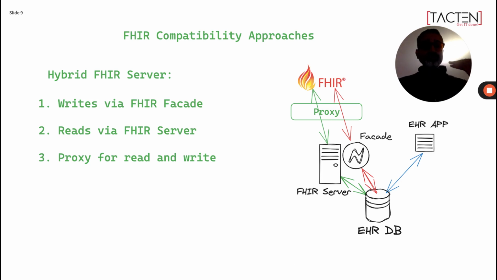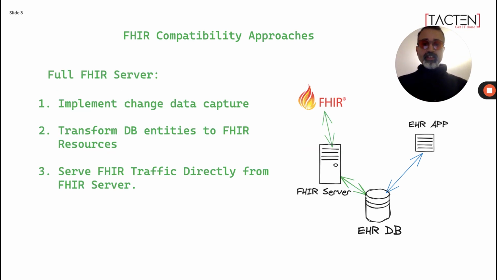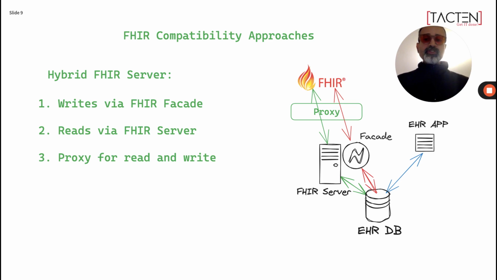So you have three ways to achieve FHIR compatibility for your EHR systems. Firstly, the facade way, which is the expensive route. Second, implementing a full FHIR server with change data capture. And finally, taking the route of a hybrid approach where you have both the facade and the FHIR server, with read and write proxied separately. This, to me, is the best way.